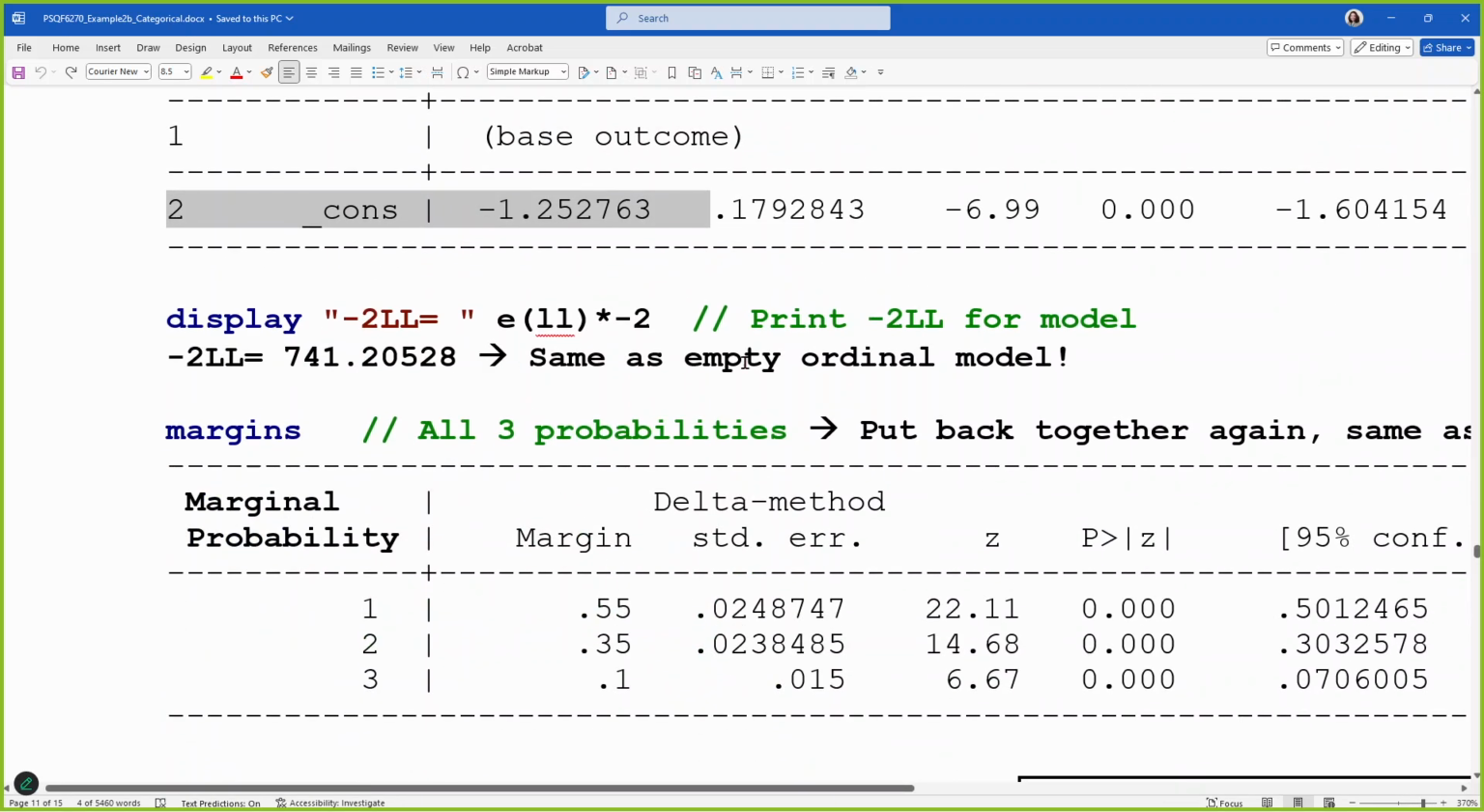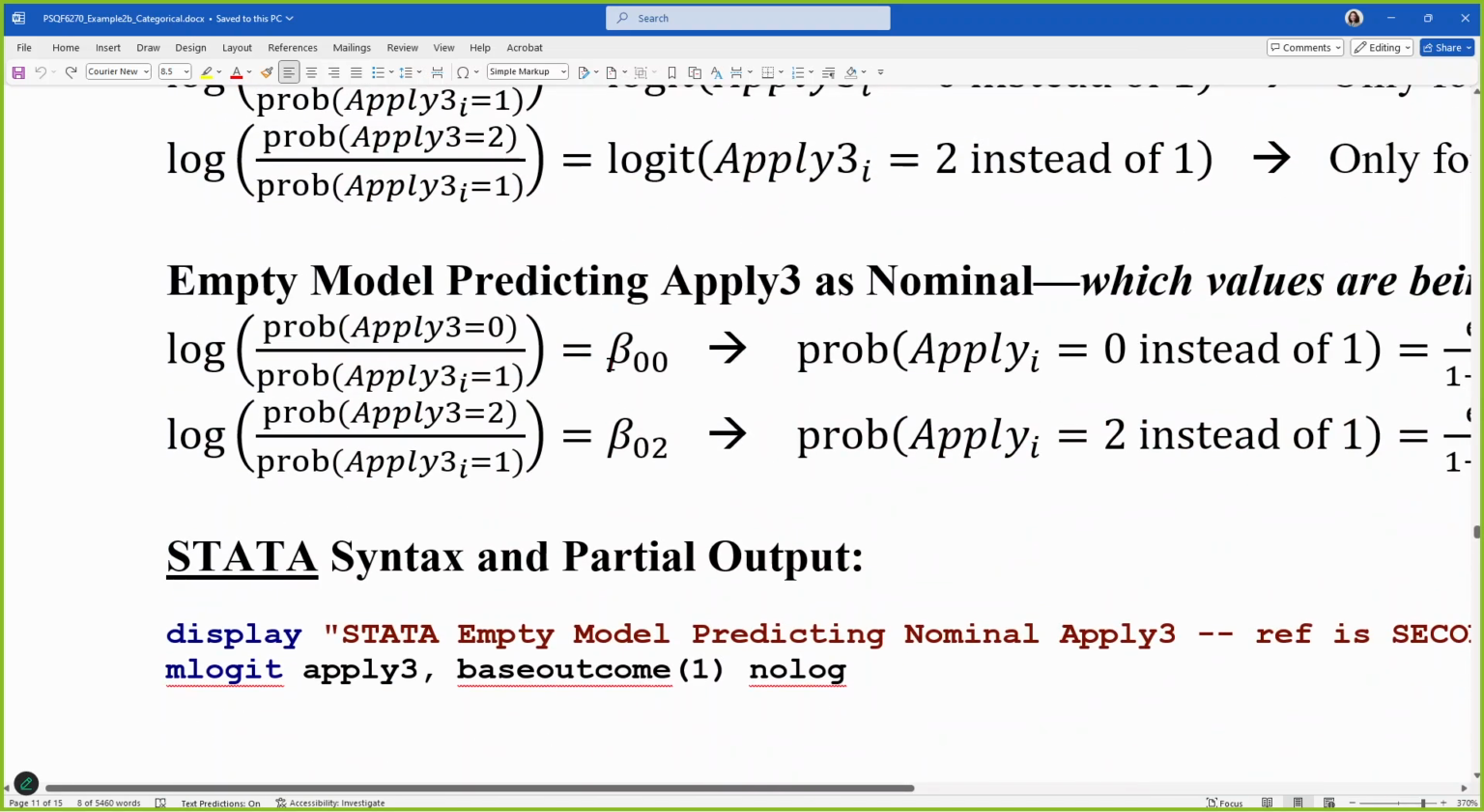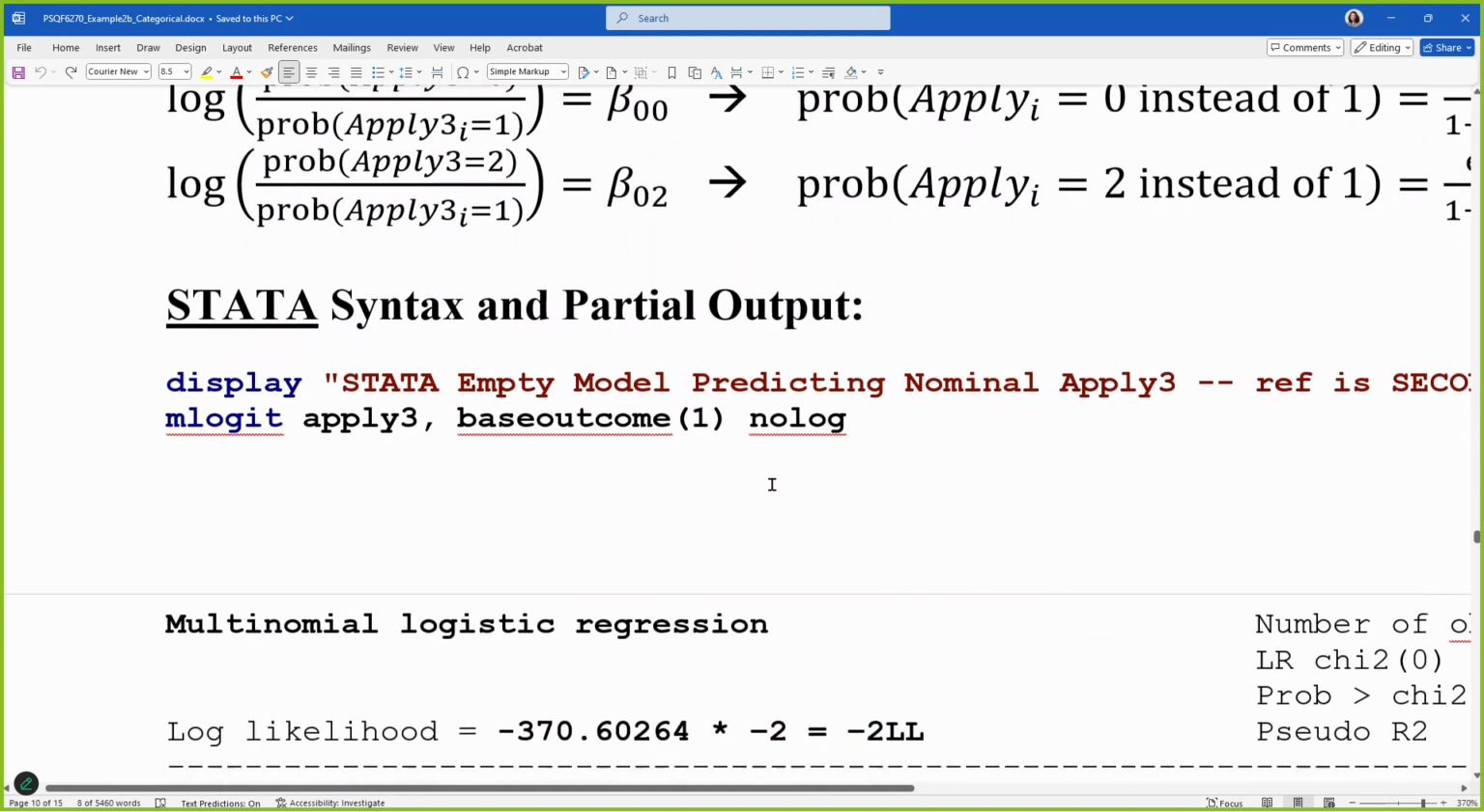And yes, I have a comment here that the -2 log likelihood for the empty model is exactly the same as it was for the empty ordinal model. Because all these link functions are doing is ensuring that the model at the end of all of this predicts the probability of each category. The submodels are just divided up differently based on ordinal versus nominal. It's the same likelihood.